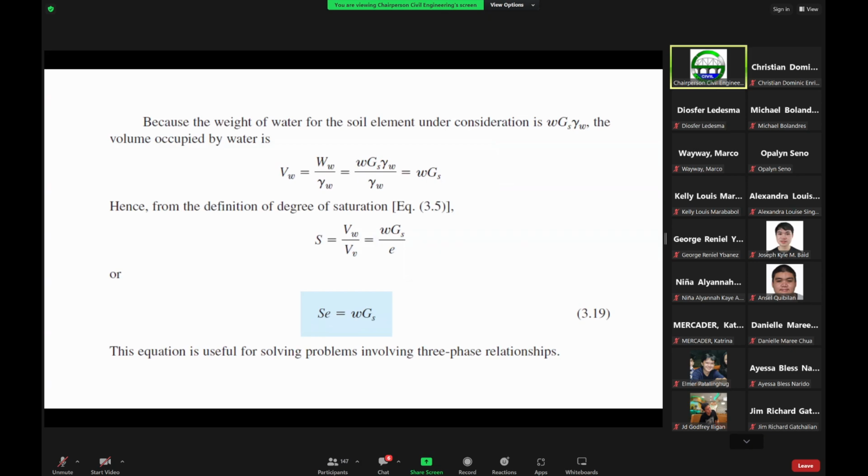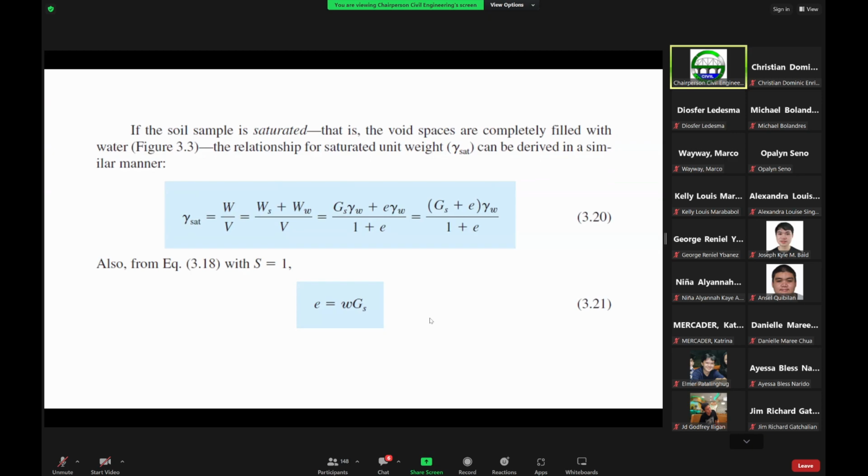Now, in practice, this formula here is a very powerful formula. When you talk of geotechnical engineering practice, even in the masteral program, when I teach advanced soil mechanics, we still go back to this formula. This will be the starting basis of the derivation of the formulas for unsaturated soil mechanics. So this is a very powerful formula.